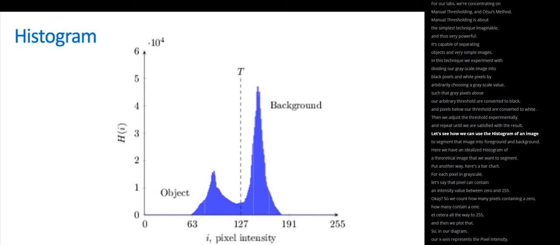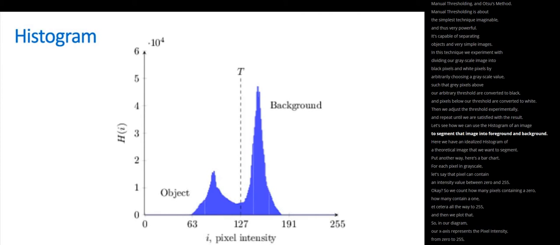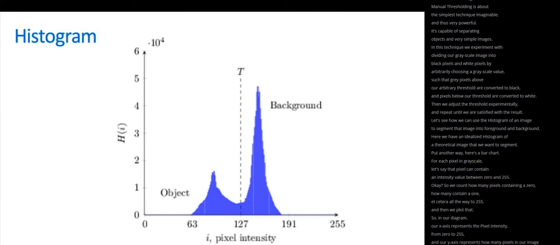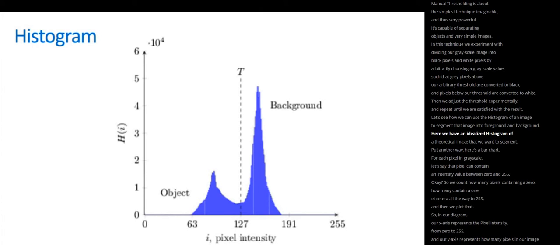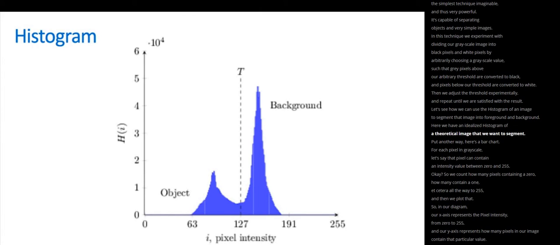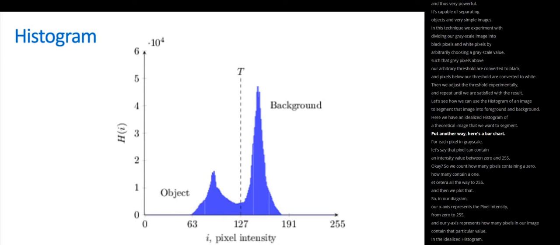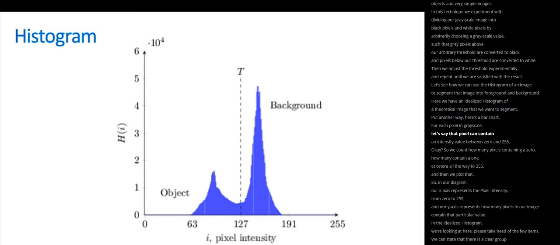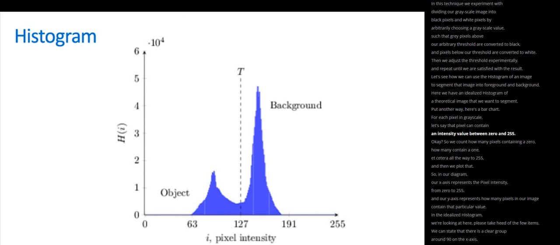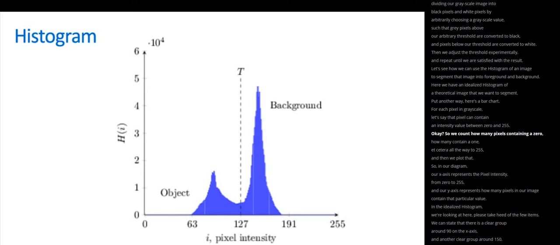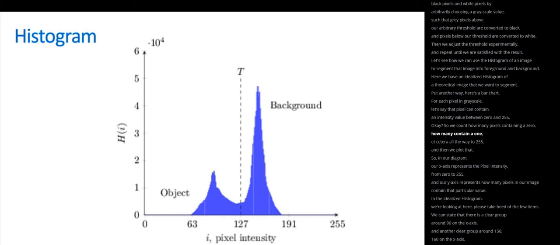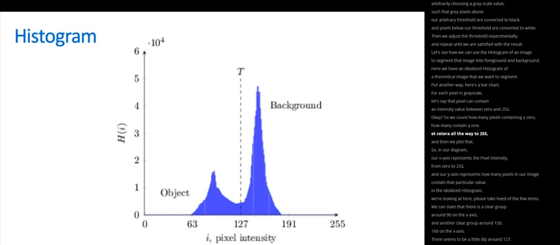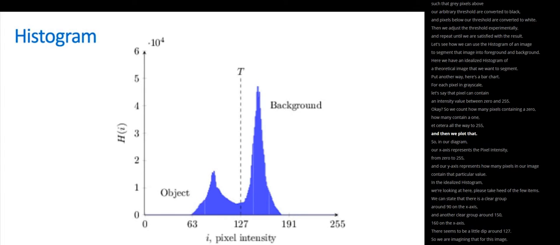Let's see how we can use a histogram of an image to segment that image into foreground and background. It gives us some hints where to apply the threshold. Here we have an idealized histogram of a theoretical image that we want to segment. Put another way, here's a bar chart. For each pixel in grayscale, let's say that pixel can contain an intensity value between 0 and 255, okay? So we count how many pixels contain a 0, how many contain a 1, etc., all the way to 255. And then we plot that.